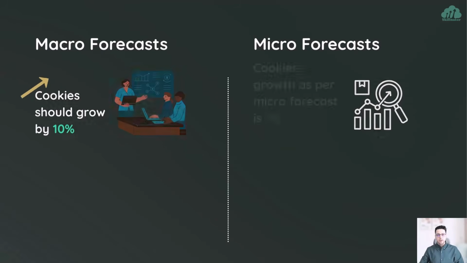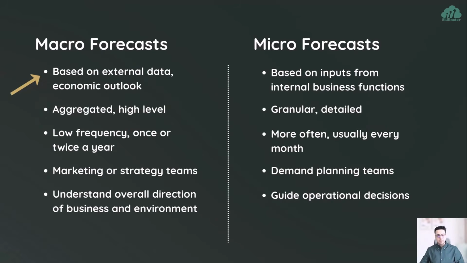To summarize, macro forecasts are created based on external macroeconomic factors. Micro forecasts are driven by inputs from internal business functions. Macro forecasts are highly aggregated, for example, category-level forecast by quarter. Micro forecasts are granular and more detailed, for example, SKU-level forecast by month. Macro forecasts are typically created once or twice a year.